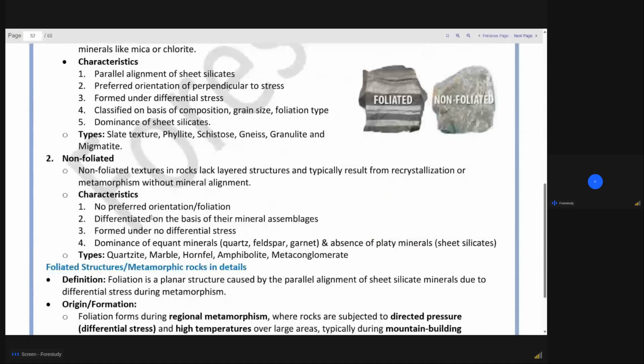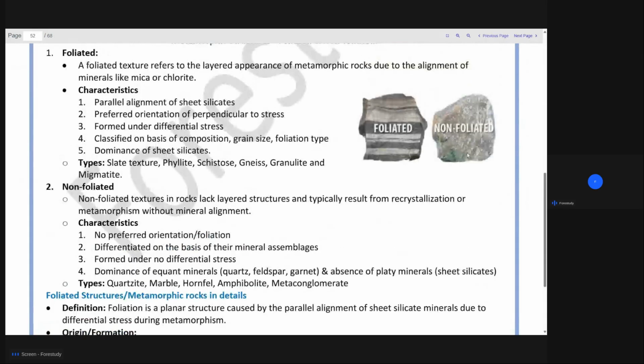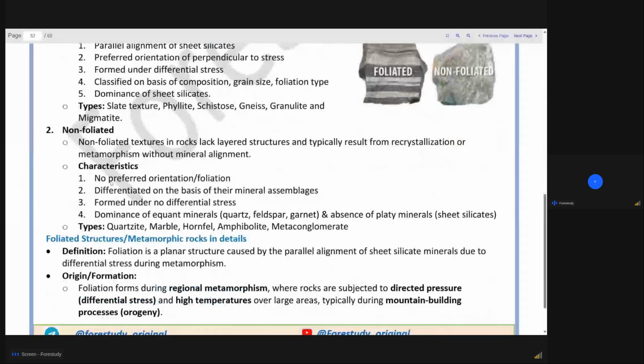Now, non-foliated means a haphazard arrangement of grains, not in a particular direction. Non-foliated texture lacks a layered structure and typically results from recrystallization or metamorphism without mineral alignment. So no mineral will be aligned. Here you can see a non-foliated rock where there is no mineral alignment and no layering. There is no preferred orientation, and it forms under no differential stress. There is a dominance of equant minerals and an absence of platy minerals.